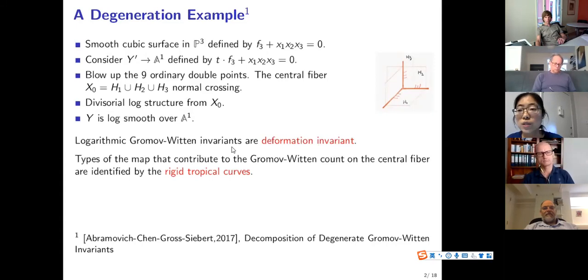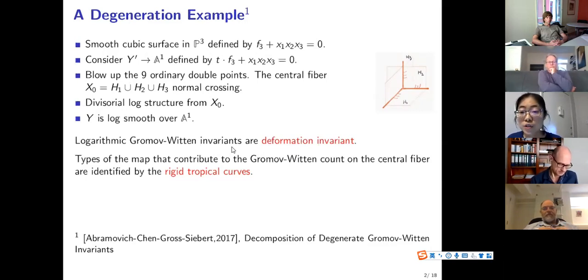So if we want to study the Gromov-Witten invariants on the generic fiber, where right now we don't have any log structure on it, so it's the same as the ordinary Gromov-Witten invariants, we can study the Gromov-Witten invariants on the central fiber. In their algorithm, we can specify the irreducible components of the moduli space of the maps to the central fiber by using the rigid tropical curves.